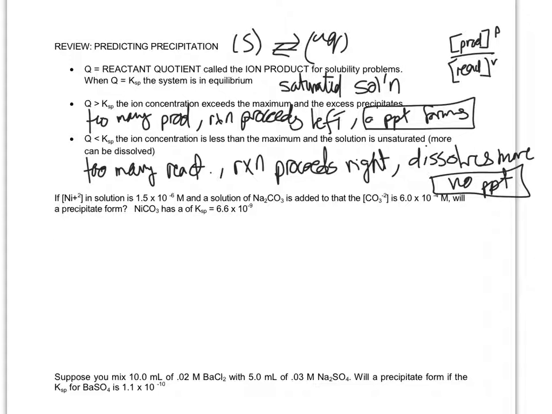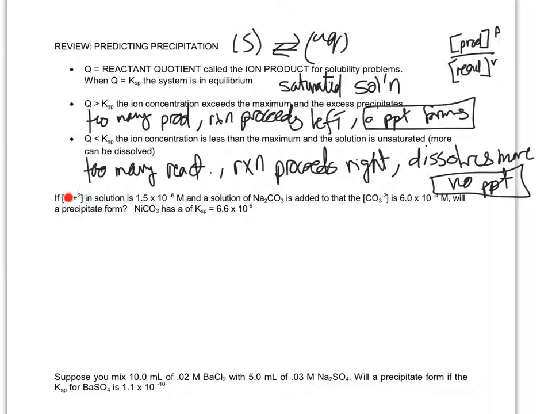So the first one here, it says we have nickel 2 ion, and they give us the concentration of it. And a solution of sodium carbonate is added to that nickel solution, where the carbonate ion concentration is given to us. So we're mixing nickel 2 plus with sodium carbonate, and we're asked where will there be a precipitate. Well, the first question you ask yourself, what kind of precipitate would form? And the answer is nickel carbonate. If there is a precipitate, it would be nickel carbonate for two reasons that you would know that.